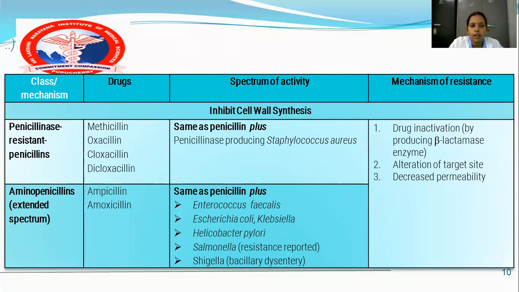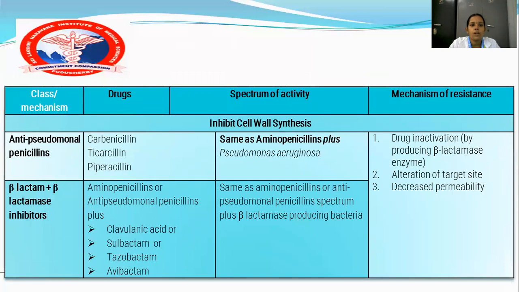So what is the spectrum of activity of the penicillin-resistant penicillins? Same as the penicillin-producing Staphylococcus aureus. And aminopenicillins, that is ampicillin and amoxicillin: same as the penicillin, plus Enterococcus faecalis, Escherichia coli, Klebsiella, Helicobacter pylori, and Salmonella. Mechanism of resistance: drug inactivation by producing beta-lactamase enzyme, and alteration of the target site, which decreases permeability. And antipseudomonal penicillins are carbenicillin, ticarcillin, and piperacillin.